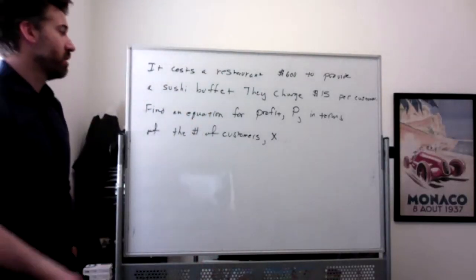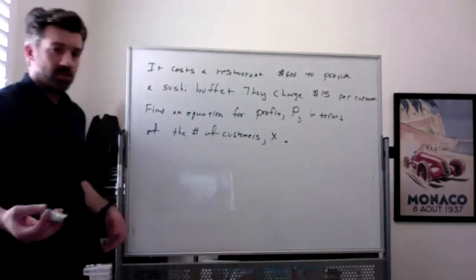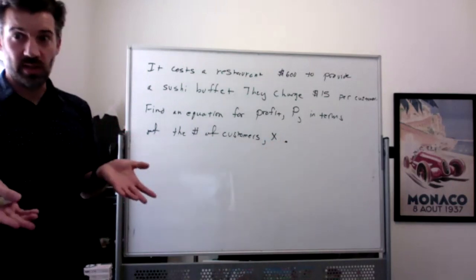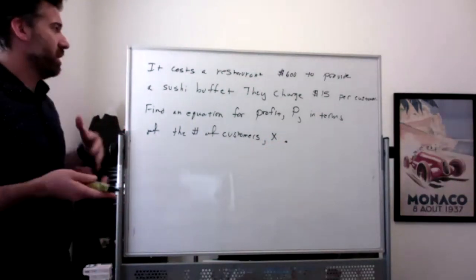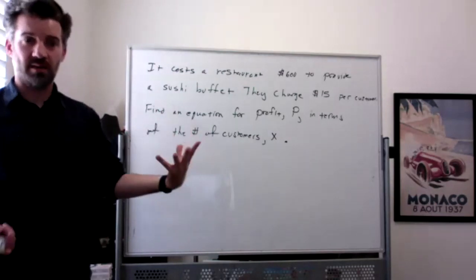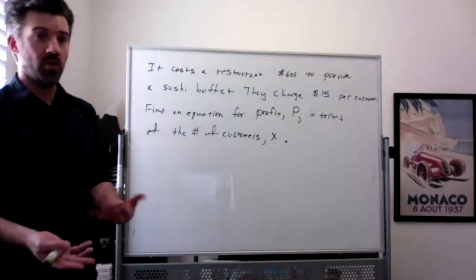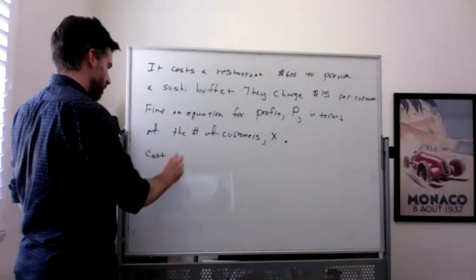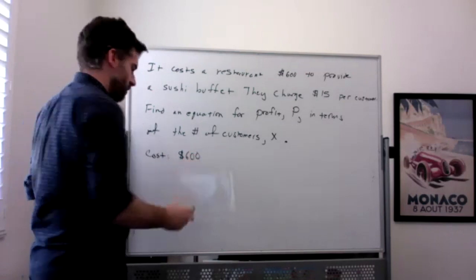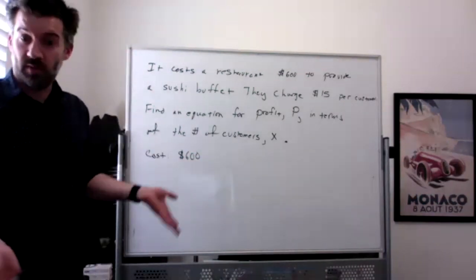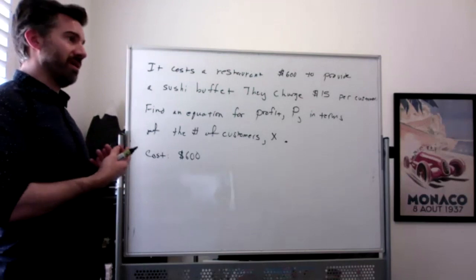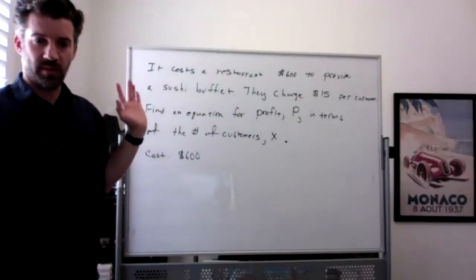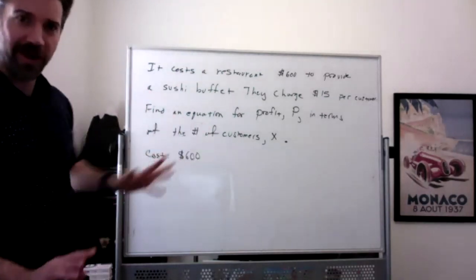So, I don't want to actually get too into how all this works, but when you're talking about profit, you're talking about how much money you make minus how much money you spent, or revenue minus cost. Our costs here are the $600, right? It's a flat cost. It doesn't depend on how many people come to the buffet. We're spending $600 on the sushi and the employees and all the other costs, regardless of how many people come. Probably not very realistic, but it's all right.